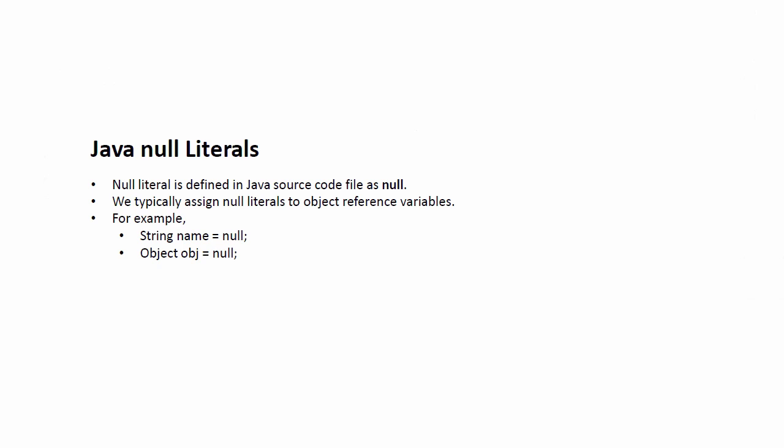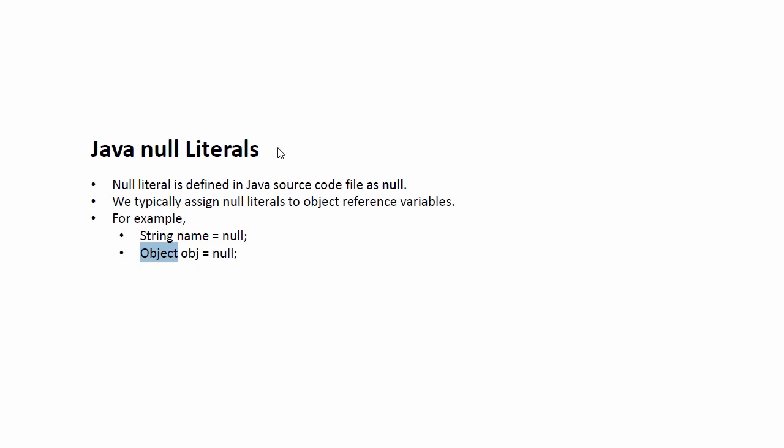Last literal is the null literal. The null literal is defined in a Java source code file as null, all in small case. We typically assign null literals to object reference variables. For example, String name equals null, Object obj equals null. Note that String and Object are classes in Java. We'll see lots of examples of null in future lectures. It is one of the commonly used literals in Java.